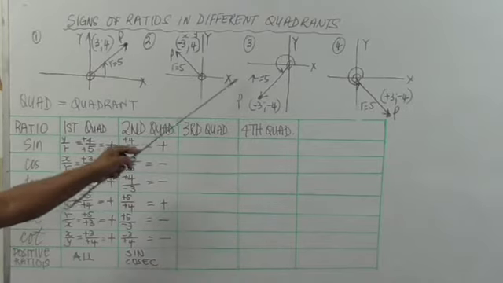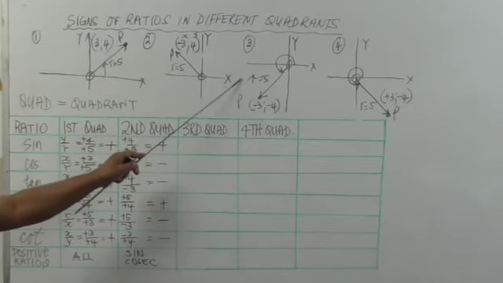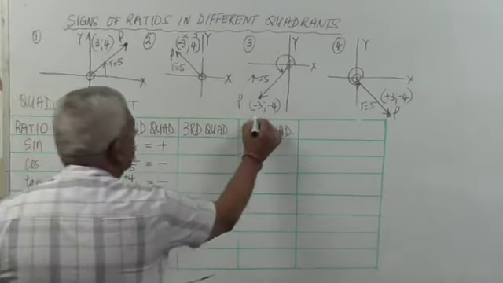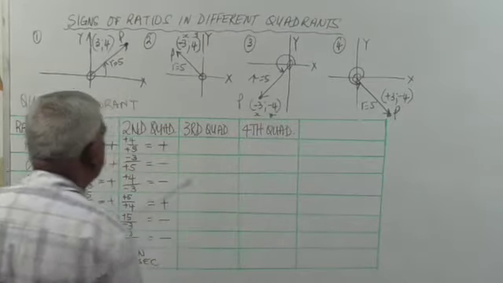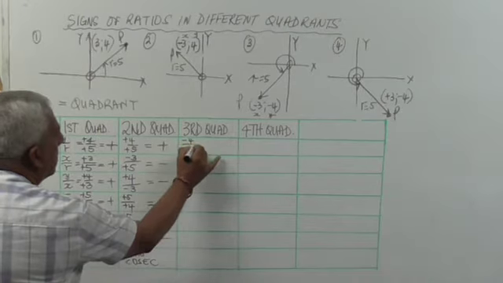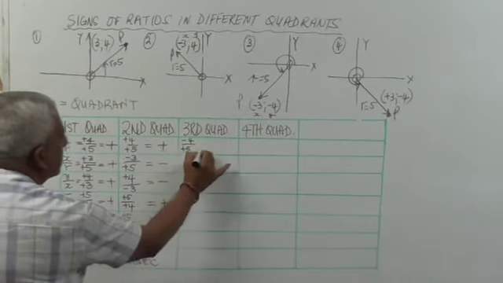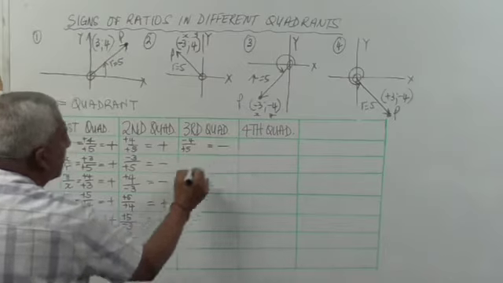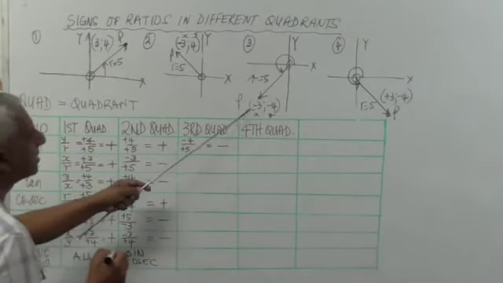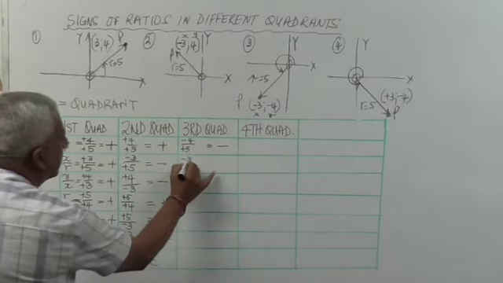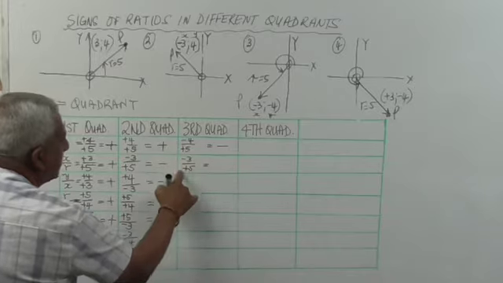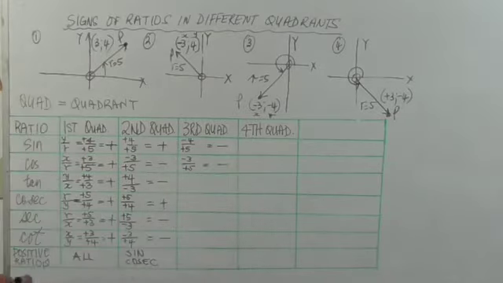Alright, let's move to the third quadrant. Your sine is y over r. That's x, that's y. Y over r, so it's negative 4 over 5, which gives you a final negative. Your cos is x over r, negative 3 over positive 5. Positive divided by negative is finally negative.